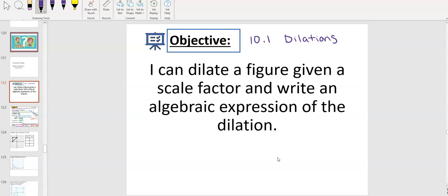Kirk Math. Hooray! Welcome to 10.1 Dilations. We've made it. We're now going to learn how to take a shape and change its size, but not necessarily move it around. We're going to dilate a figure given a scale factor and write an algebraic expression about the dilation. Lots of notes.